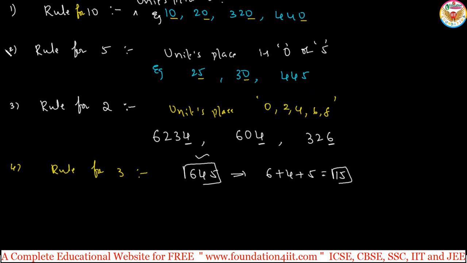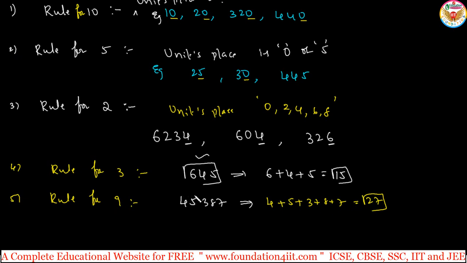In the same way, the rule for 3 and the rule for 9 are the same. For the rule for 3, the sum of the digits must be divisible by 3. For the 9 rule, the sum of the digits should be divisible by 9. For example, 45,387. To check whether this number is divisible by 9, you just add the digits: 4 plus 5 plus 3 plus 8 plus 7. By adding this you will get 27. 27 is divisible by 9, so 45,387 is also divisible by 9.